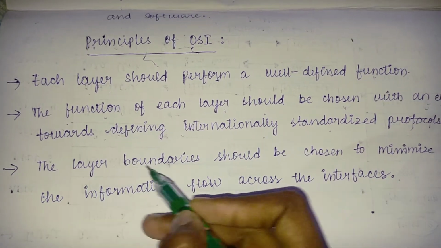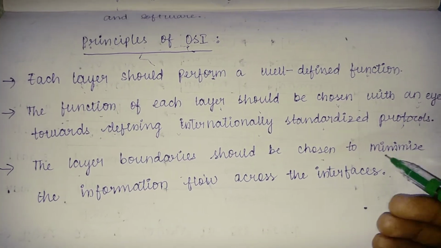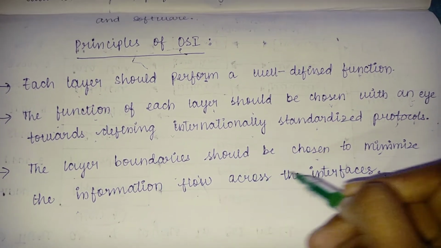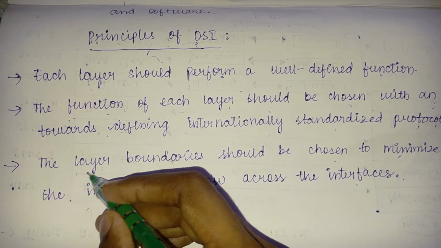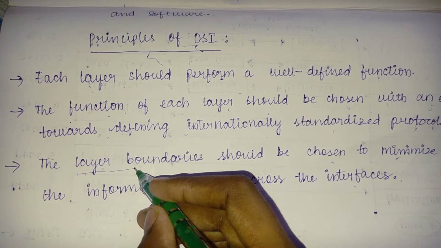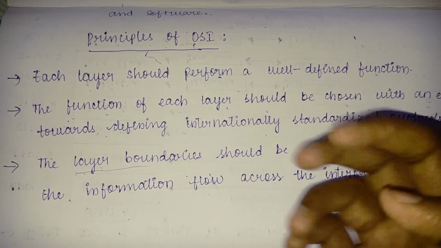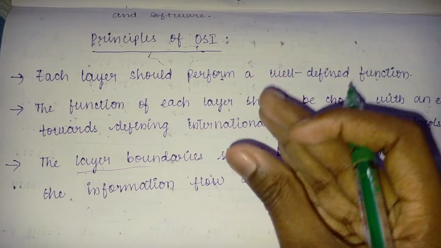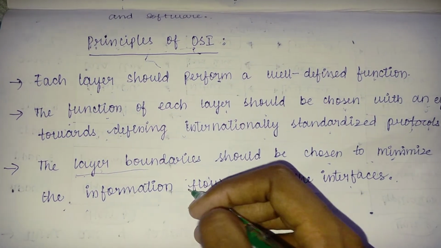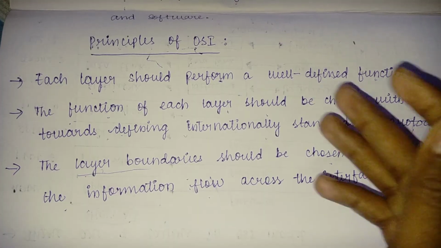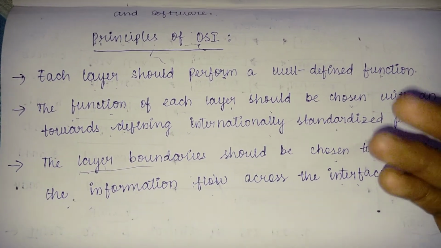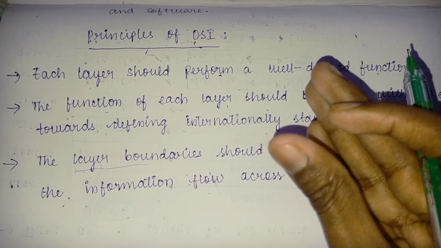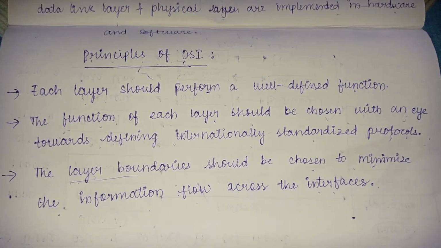Next point is the layer boundaries should be chosen to minimize the information flow across the interfaces. There are 7 layers, right? Those layer boundaries should be chosen to minimize, that is, to make small, the information flow across the interfaces. We are minimizing them. Okay, thank you.